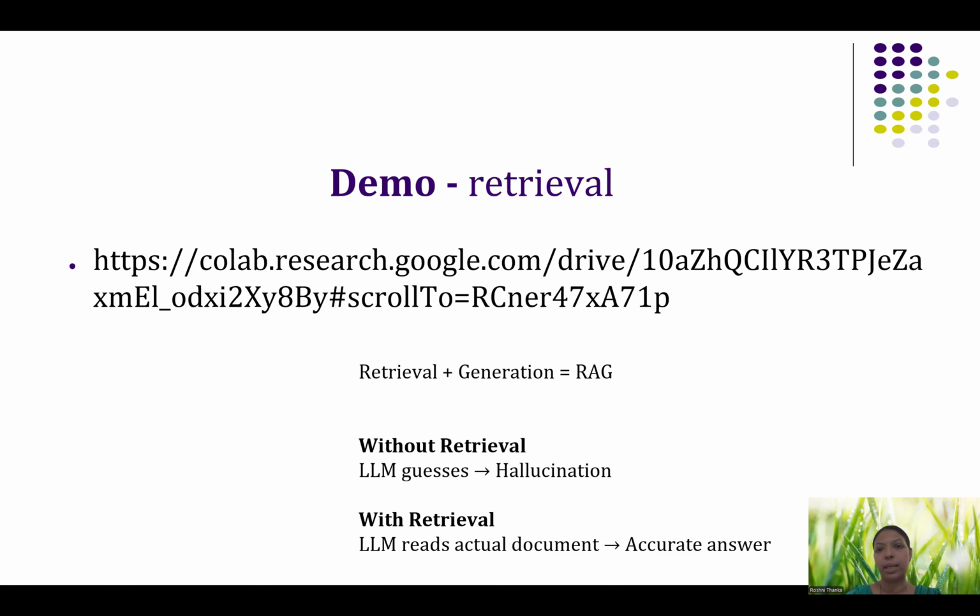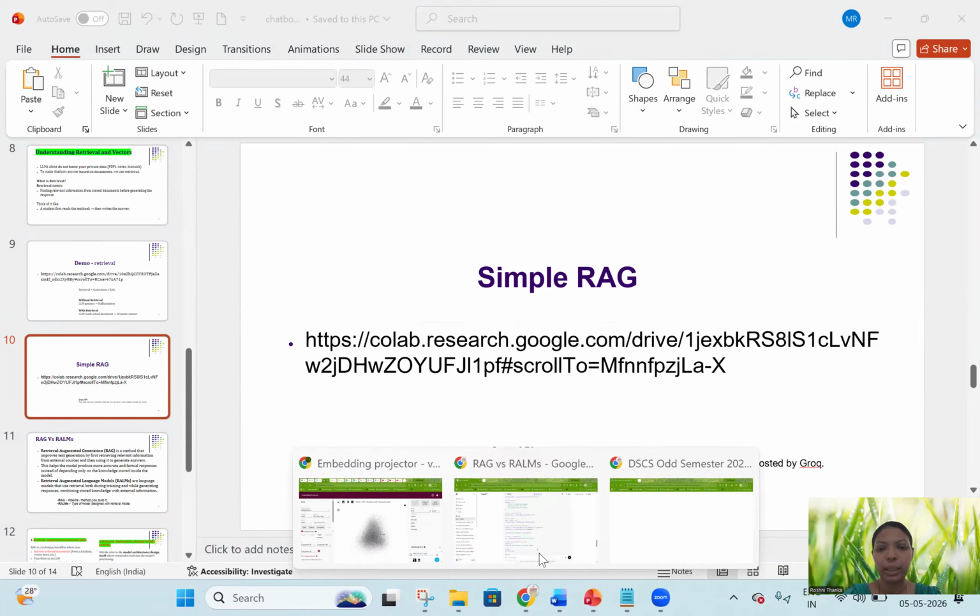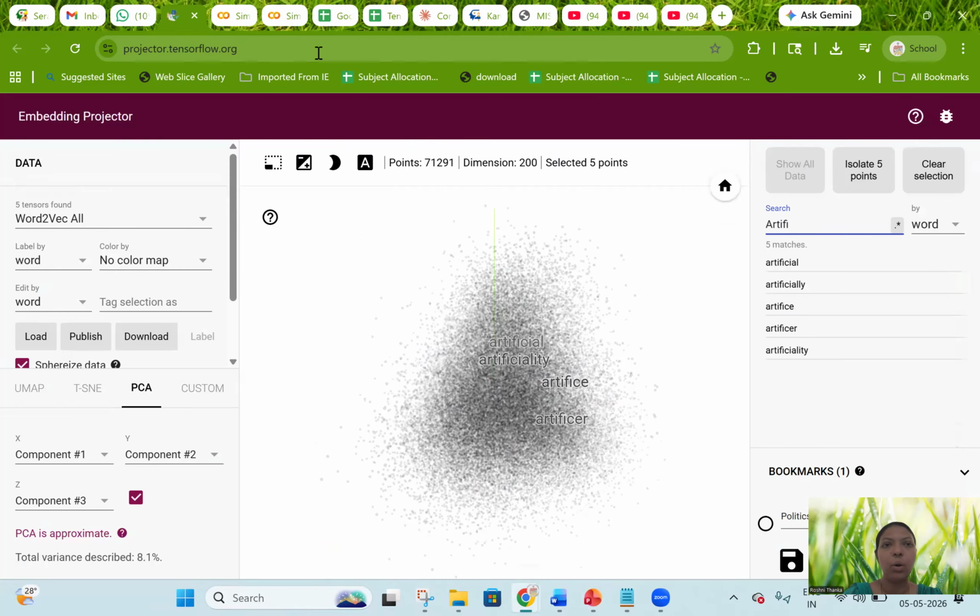Now let us see an example so that you will understand very well. If I make a chatbot without retrieval, which means without RAG, sometimes it may hallucinate. But if I use retrieval augmented generation, that is what RAG is, it will get the actual document, get the actual answer, and give you an accurate result. So let us see a simple example so that you will clearly understand what is happening.